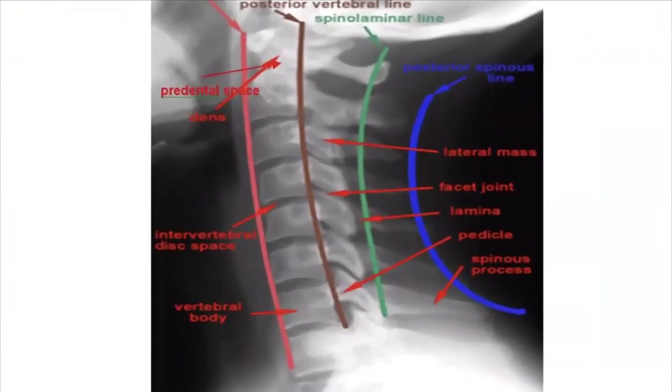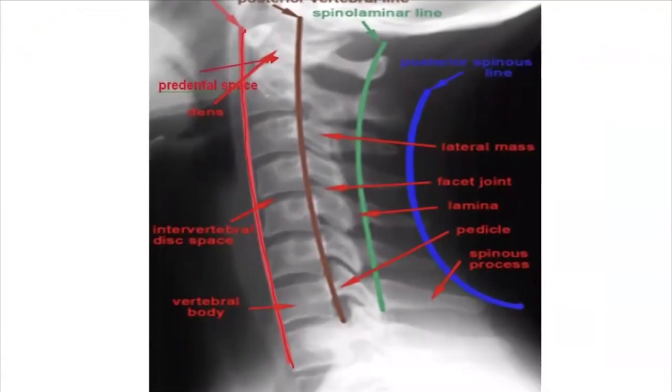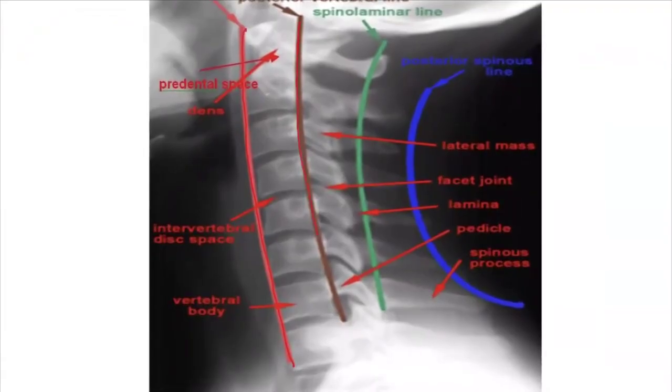Whenever the cervical spine is given, look at the curvature of the cervical spine. The first line is drawn as a smooth curved line along the anterior part of the vertebral body. It is known as the anterior vertebral line. Next is at the posterior border of the vertebral body, known as the posterior vertebral line. Next is drawn at the spinolaminar junction, known as the spinolaminar line. The last one is the posterior spinous line. They should be curved and uniform. If they are not curved or not uniform, you need to suspect a fracture.